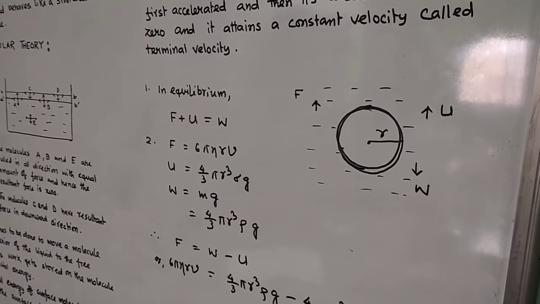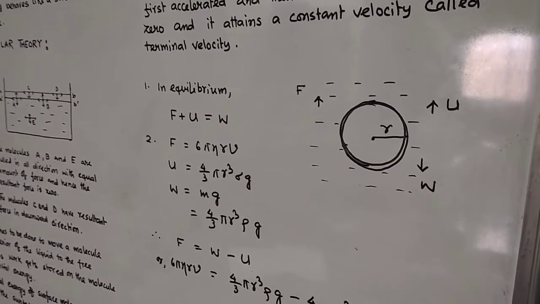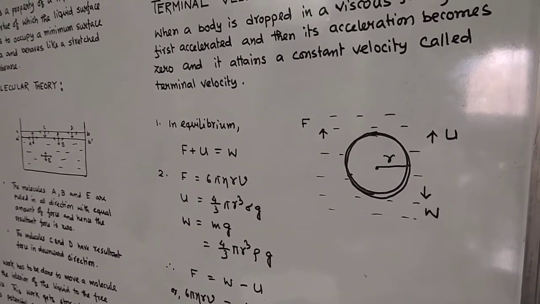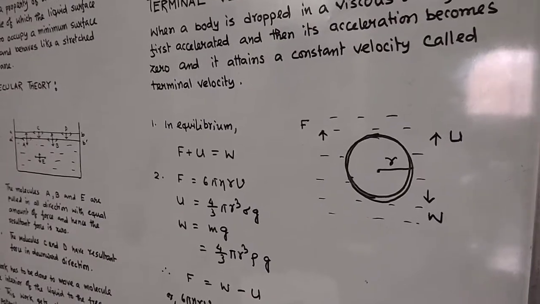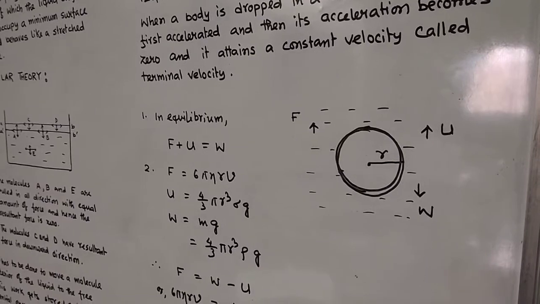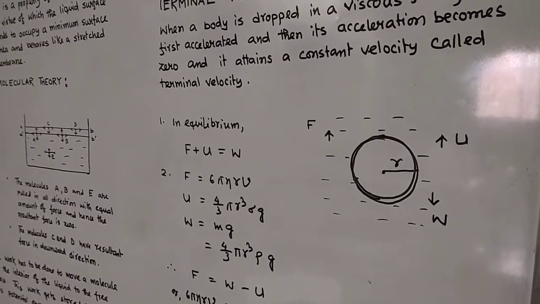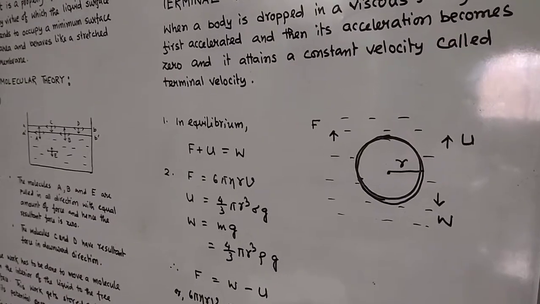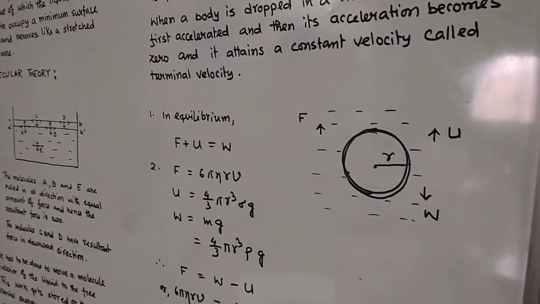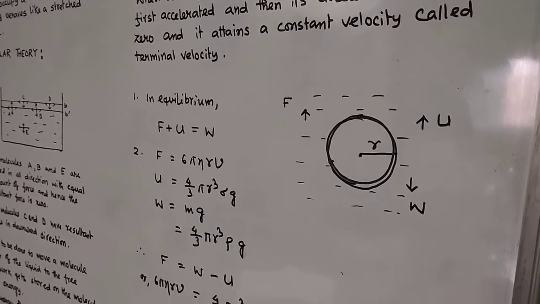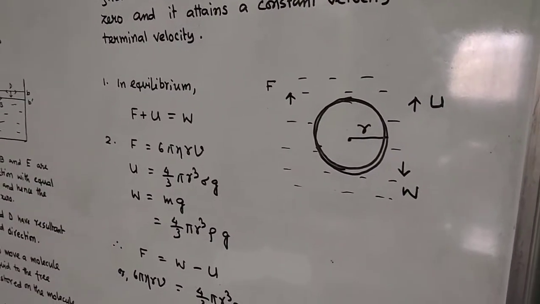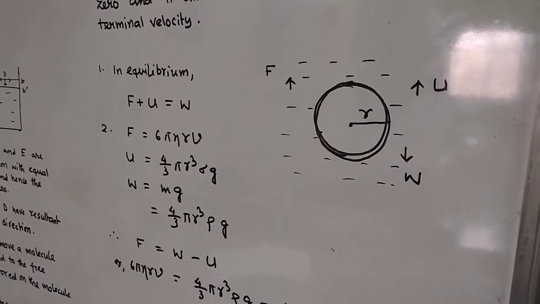Now upthrust is nothing but the upward force caused by the displacement of the fluid by the object. So it depends on the amount of fluid displaced by the object when you put the object inside the liquid or fluid, and that is nothing but the volume of the liquid displaced. So that's why in the case of upthrust we have written 4 by 3 pi r cube sigma. Sigma is the density of the liquid.